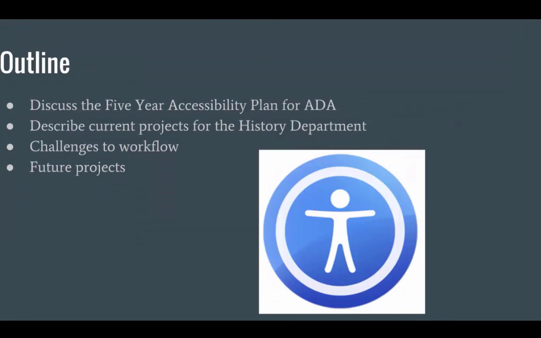So today we are going to talk about a couple different things. First, we are going to talk about the 5-year accessibility plan for the Americans with Disabilities Act. Next, we are going to go over the process of transcribing and captioning and all of the projects that we've been doing over the past year and a half. Next, we are going to go over the challenges that we've come across during these projects with the process and the software, and hopefully these help you make less mistakes when you try to do these yourself. And lastly, we are going to go over future projects that need to be completed so that all online courses are compliant with the ADA standards.